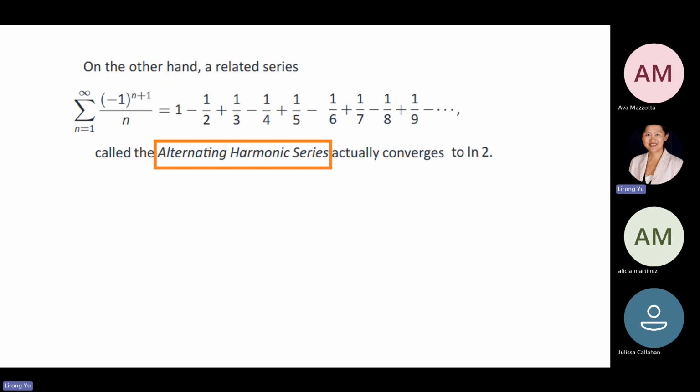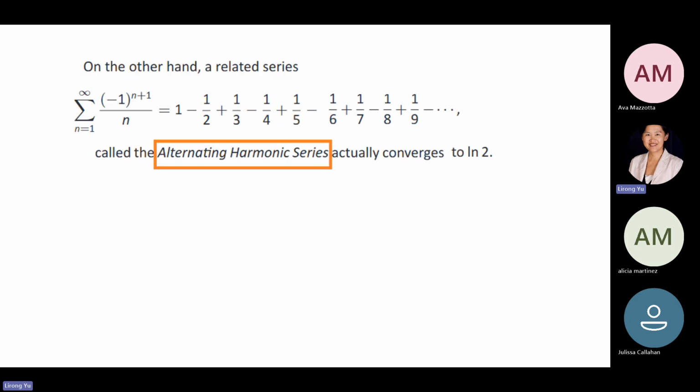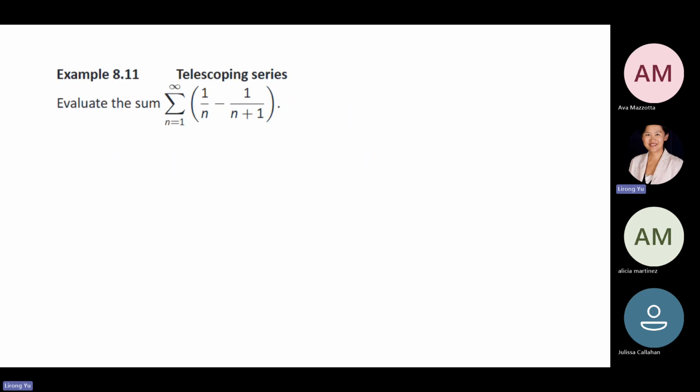Hope that makes sense, because we're alternating. So of course it will be smaller compared to natural log of 2. But we'll prove it later when we have more methods of handling the summation, the infinite sum. Okay, so now we're moving on to another kind of special series. We use this one as an example.